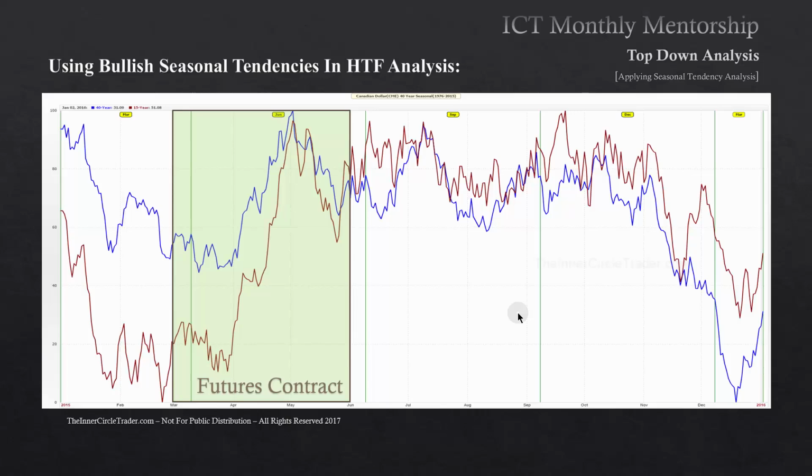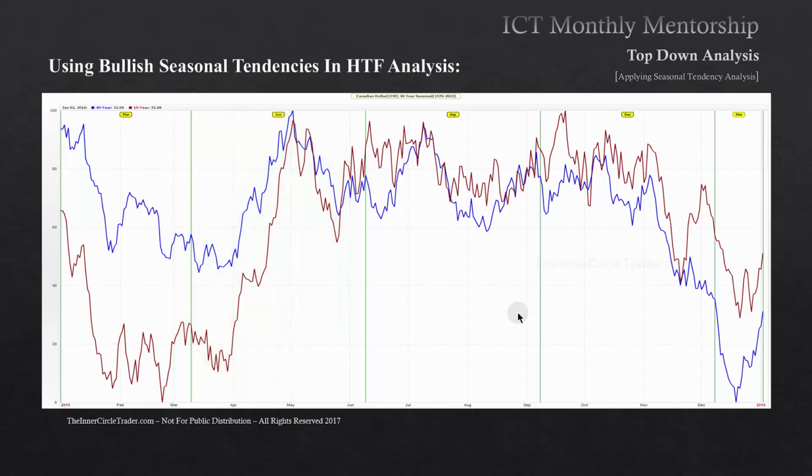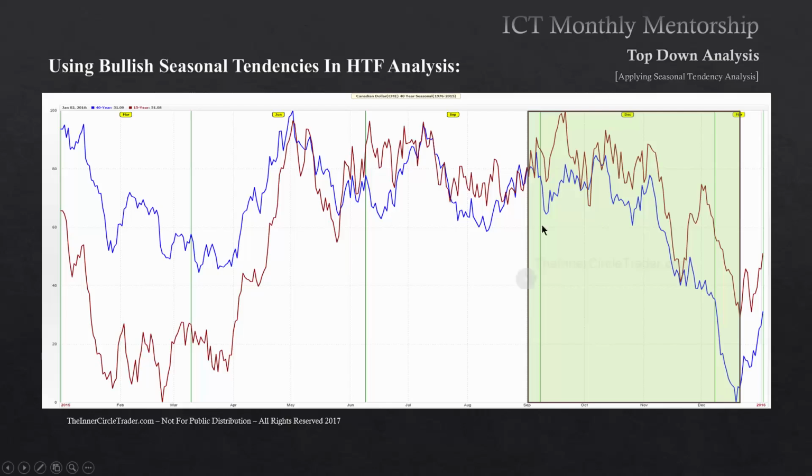So since the pair's name begins with US dollar, the opposite would be seen of what we expect to see in the futures contract. So what we have to do is focus in on the seasonal tendency on the futures contract that shows us a bearish tone in the marketplace. You can see right here between September and around Christmas time in December, there typically is a strong tendency for the Canadian dollar to decline in the underlying futures contract.